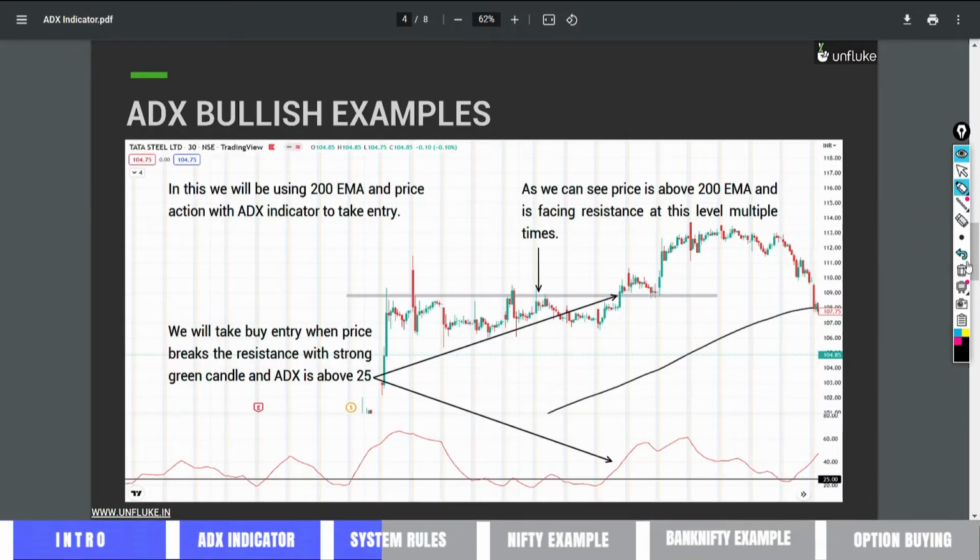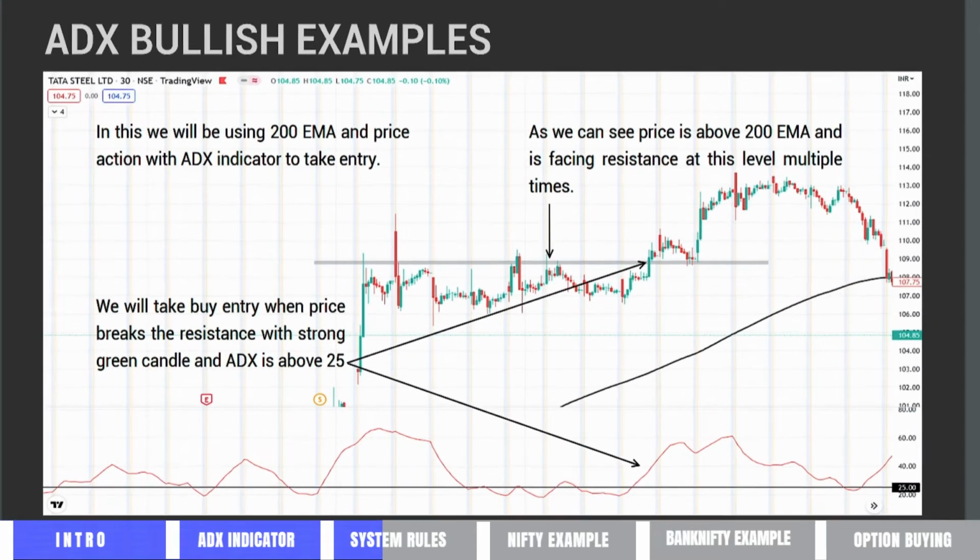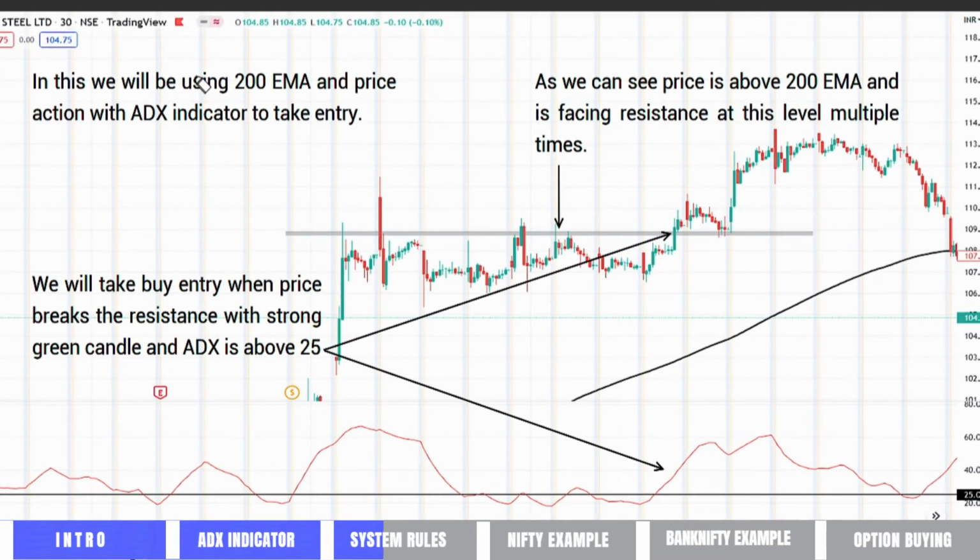So here I'm showing you the example of Tata Steel. As we can see, the stock has been getting a good resistance around this 110 levels and it is not able to break it, but it was able to break it somewhere here. Now we have to check whether we should take an entry or not.